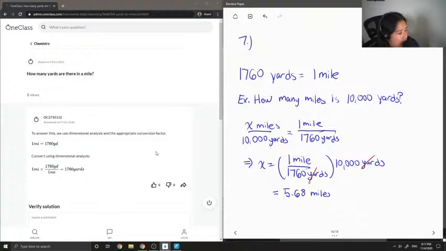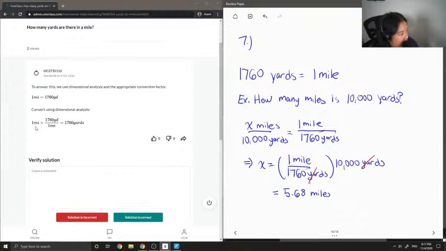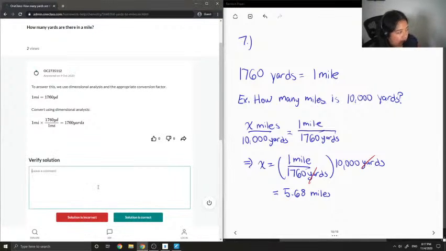Okay, so let's see what our junior tutor said. To answer this, we use dimensional analysis and the appropriate conversion factor. 1 mile is equal to 1,760 yards. Convert using dimensional analysis. Okay, so this solution is correct.